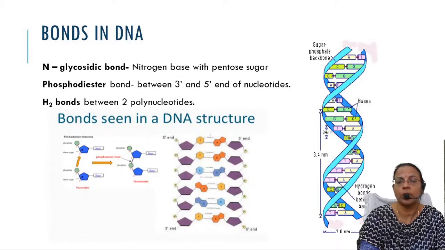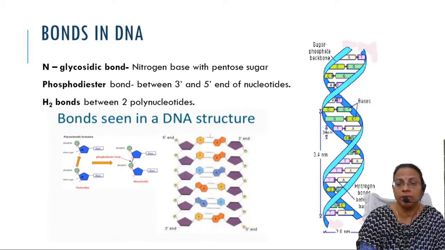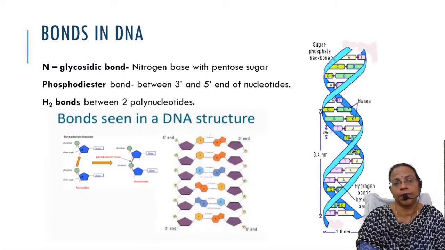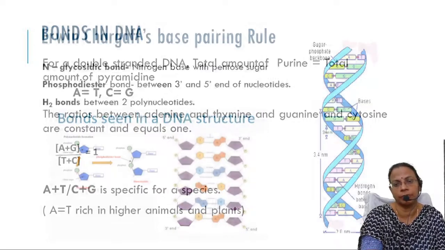And both the strands, one end of the strand should be 5' and the other end should be 3'. Then the opposite strand, the other end should be 3', and this end should be 5'. And all the labeling must be completed. So when the question is asked, name the bonds that are present in DNA: DNA consists of N-glycosidic bond, phosphodiester bond, and hydrogen bond.